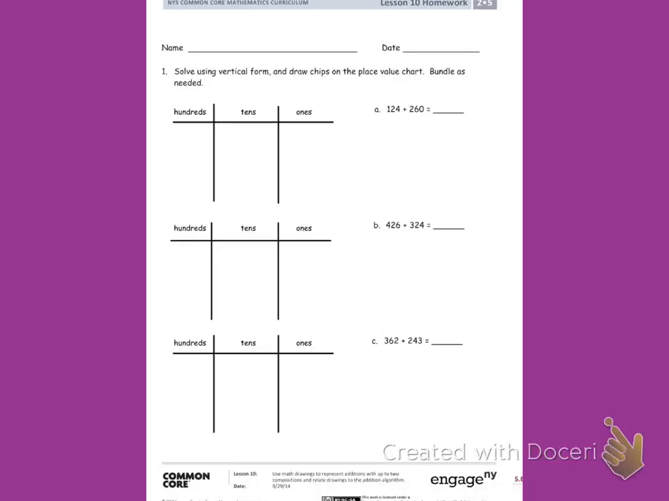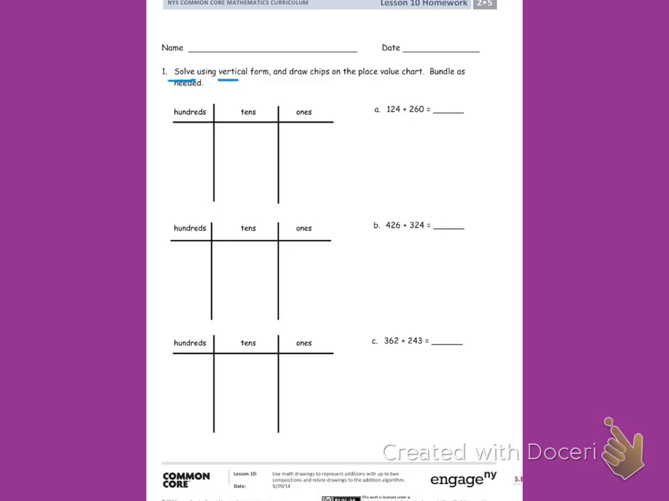Module 5, Lesson 10's objective is to use math drawings to represent additions with up to 2 compositions and relate drawings to the addition algorithm. Item 1. Solve using vertical form and draw chips on the place value chart. Bundle as needed. I'll go ahead and underline the important details.